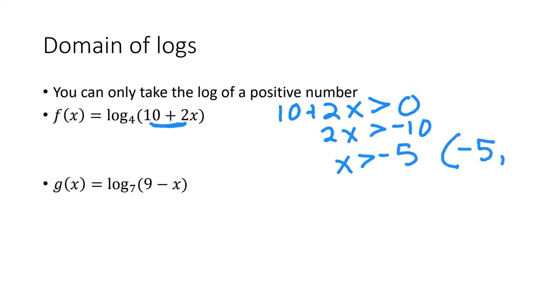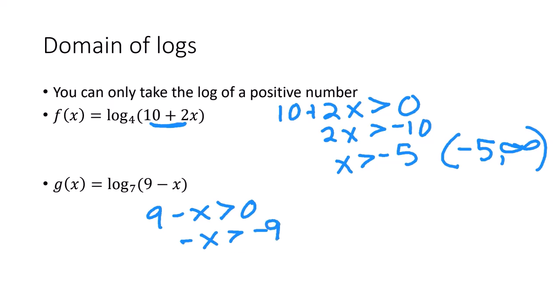Same thing, log base 7, 9 minus x. I say 9 minus x is greater than 0. Negative x is greater than negative 9. Remember, when I divide by negative 1, I flip it to x is less than 9. So this is negative infinity to 9.